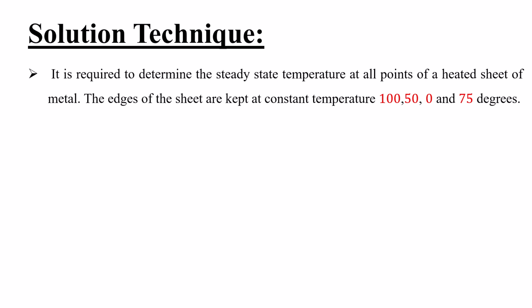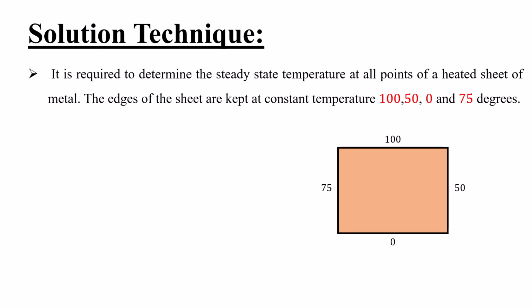Let's do an example and see how we can apply this method to solve a partial differential equation. In this example, it is required to determine the steady state temperature at all points of a heated sheet of metal. The edges of the sheet are kept at constant temperatures of 100, 50, 0 and 75 degrees. So we know the boundary conditions. Now we want to find, using the difference method, the values of the heat at all the points.